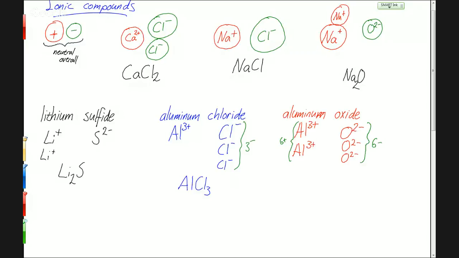That means that our formula will be Al2O3.